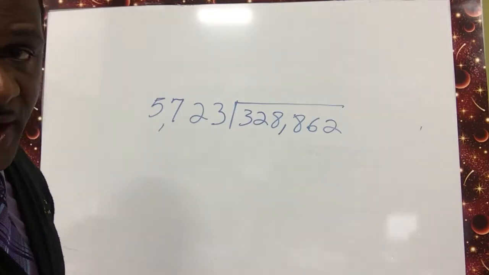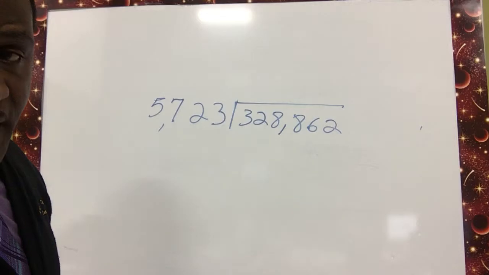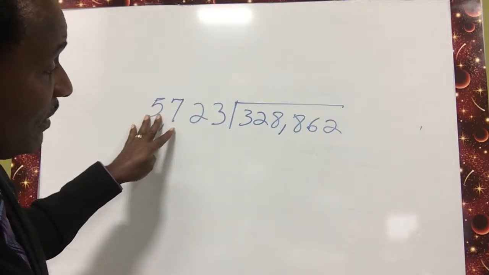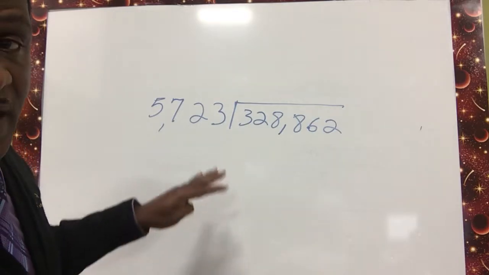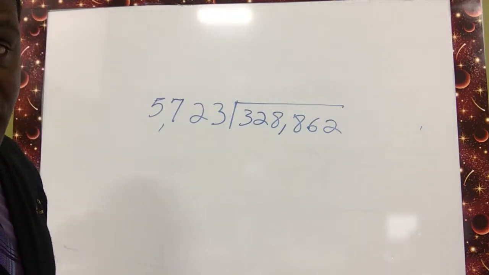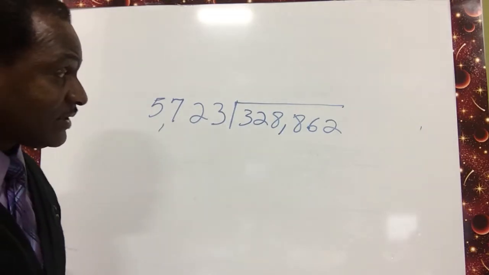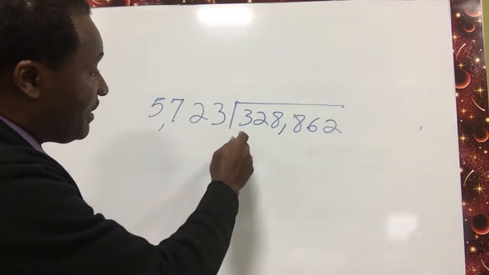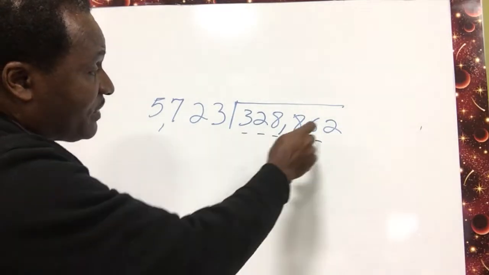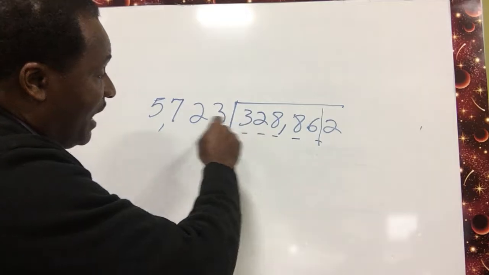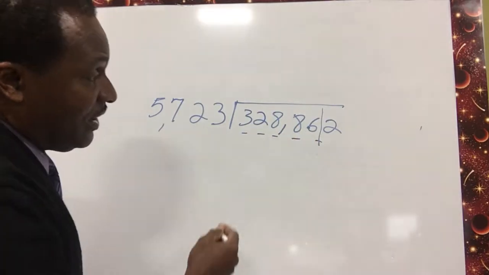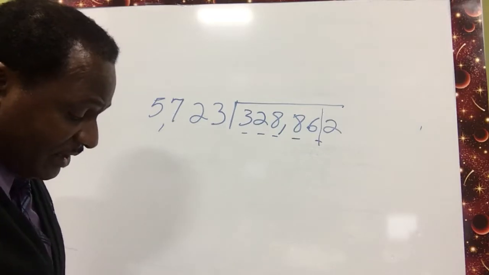Now, it might be surprising that large numbers are just as easy to divide as small numbers are. All we really need to know is how many times a number really close to 6,000 can go into 328,862. That's the real question that we're asking. I would recommend that we take the first 5 digits and look at them as one number by itself, so we see how many times 5,723 goes into 32,886.